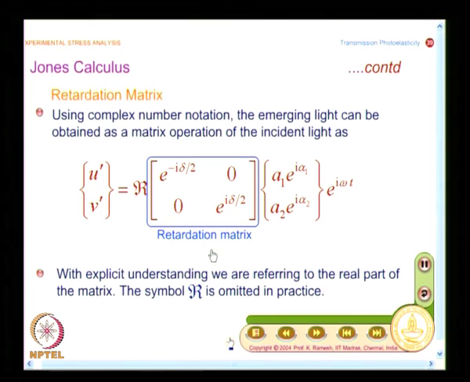In all our mathematical development, we will not write this explicitly, for convenience. We understand that we deal only with the real part, and we will simply have the retardation matrix written as such.